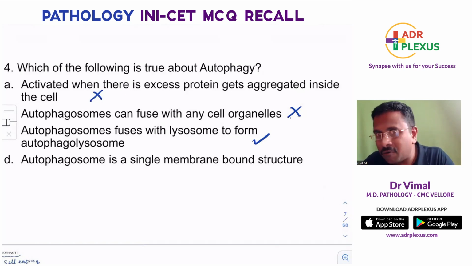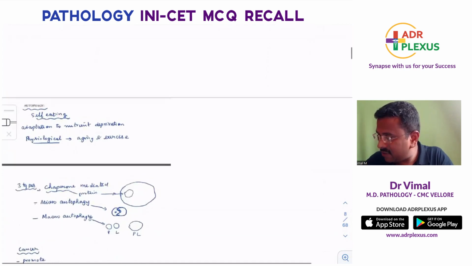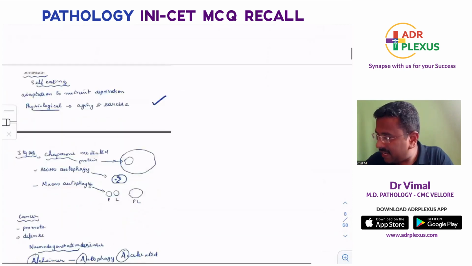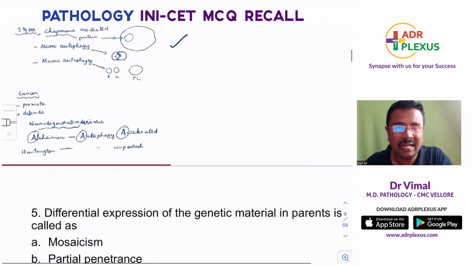And if you look at the fourth option, they mentioned that it is a single membrane bound structure. No, the autophagosome is not a single membrane bound structure. It is a double layered membrane bound structure. If you turn the pages of the ADR workbook, you can see all the things we have discussed about autophagy, the different types of autophagy, and its role in other pathological conditions.